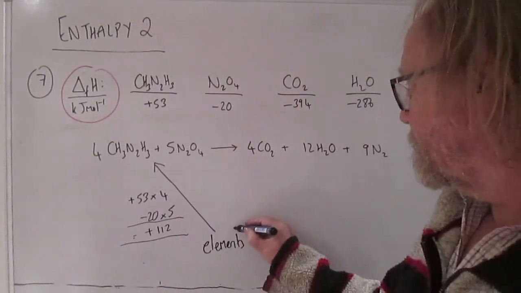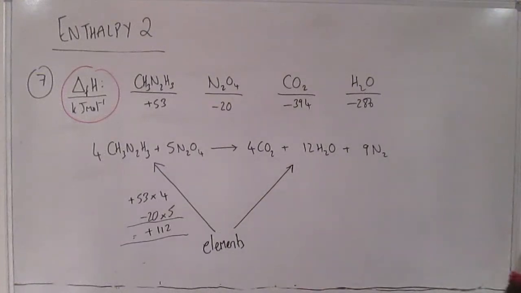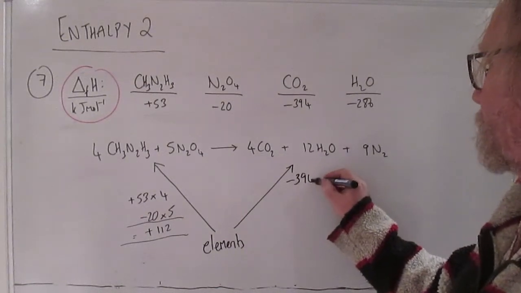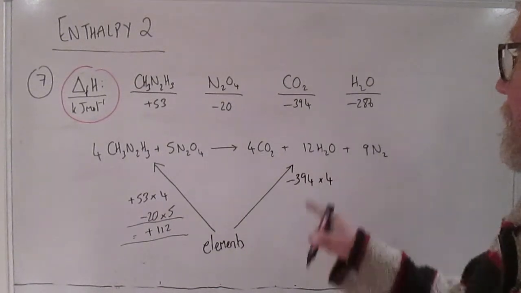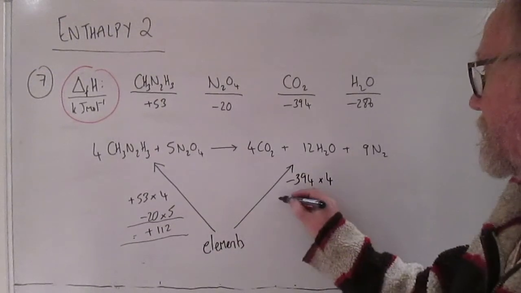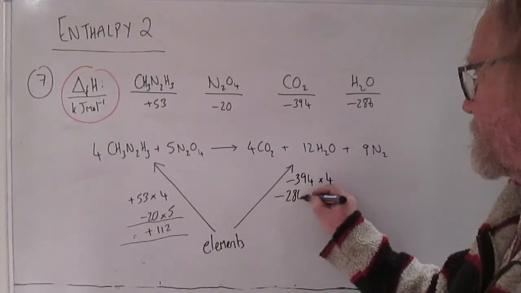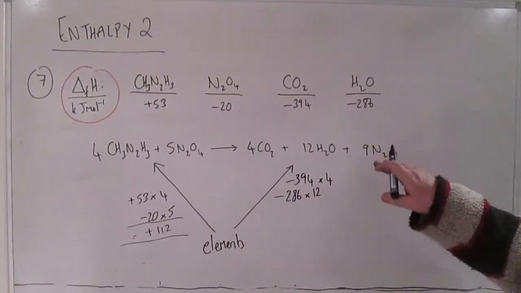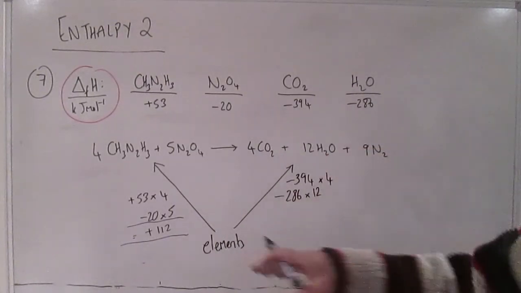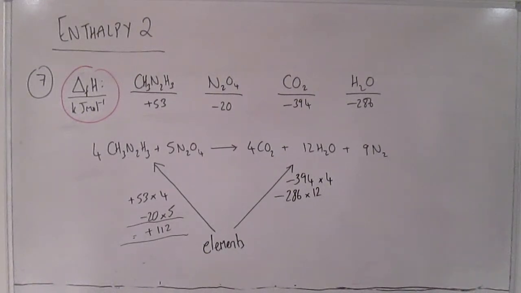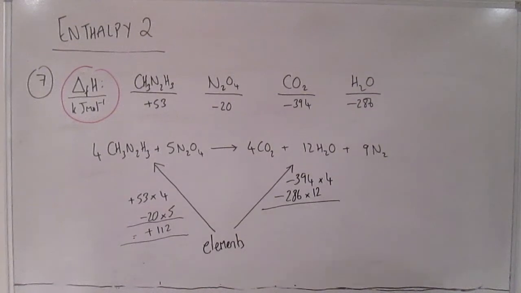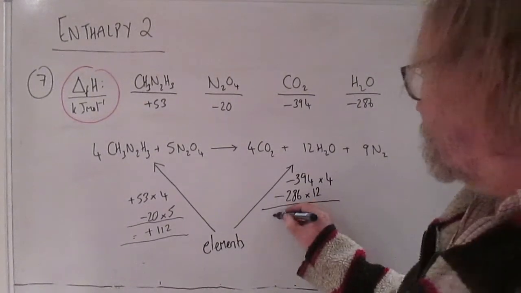On the other hand, if you take those same elements and go this way, you're making 4 moles of CO2, so that's minus 394 times 4. Making 12 moles of water, so that's minus 286 times 12. And the nitrogen, of course, is unchanged, because nitrogen is an element, you're making it from the elements, so nothing's happened, and therefore that makes no contribution. So if you add that lot up, that comes to minus 5008.